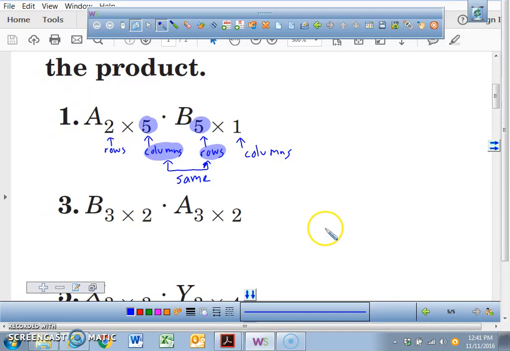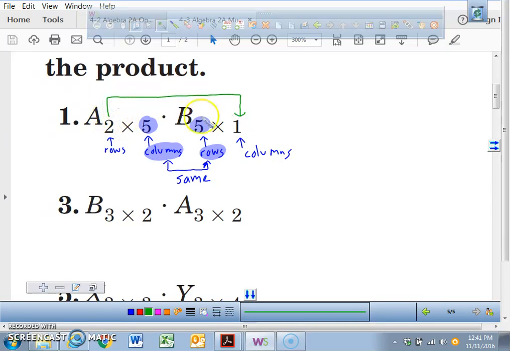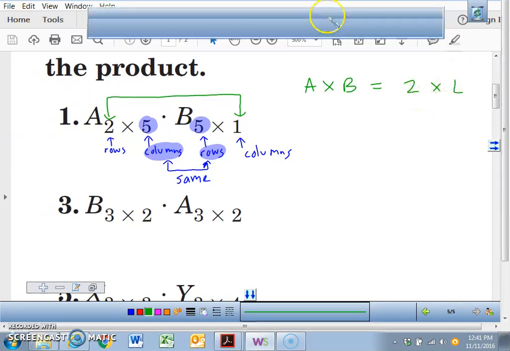So before you even start a problem, you have to make sure that the columns of matrix A match the rows of matrix B, because when you're multiplying matrices, you multiply the rows times the columns. Since they match, if I asked what is matrix A times matrix B, you would get a resulting matrix of a 2 by 1. This would be the dimensions of your product.